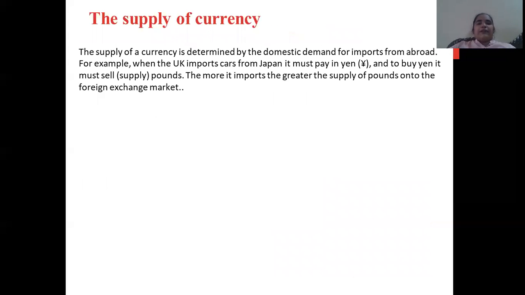So I have given you an example. Say, for example, the supply of currency is determined by the domestic demand. For example, UK imports cars from Japan. So it must pay in yen. And to buy yen, it must sell pounds. So it is selling pounds to buy yen. The more it imports, the greater will be the supply of pounds. So the UK people are buying more and more from Japan. They are selling more and more pounds so that they can convert it into yen, and thereby the supply of pounds is increasing.